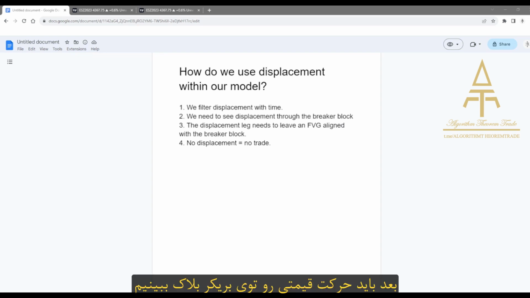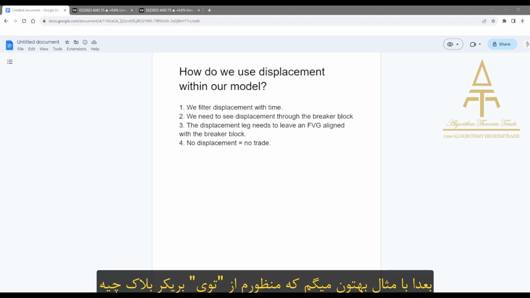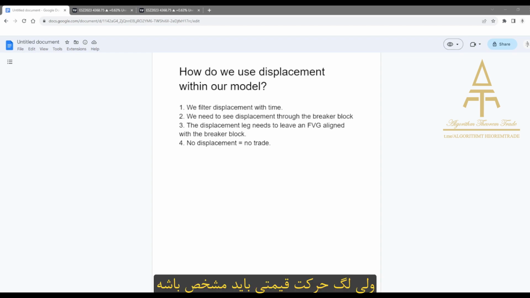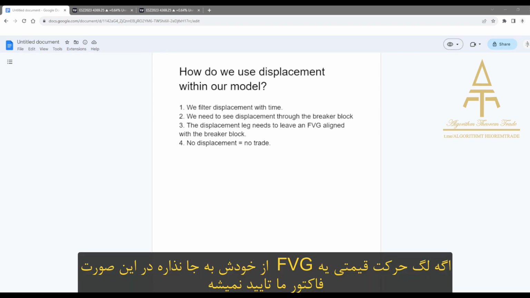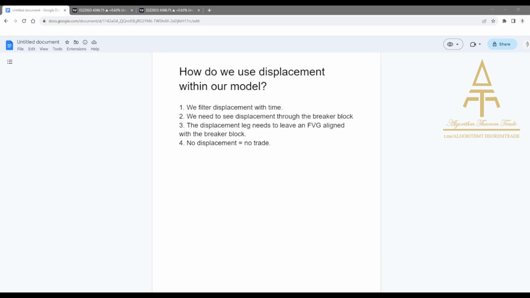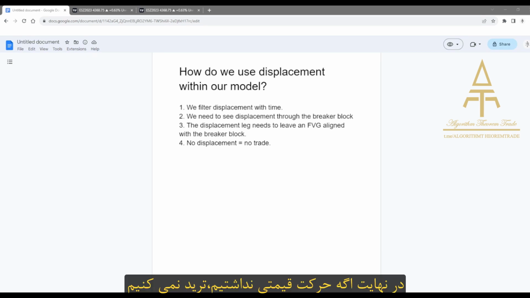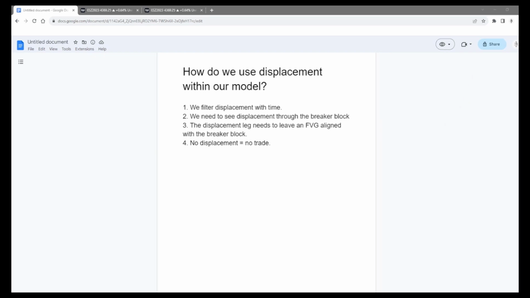Next, we need to see displacement through the breaker block. I will show through the examples what I mean by through the breaker block, but the displacement leg needs to decisively and energetically go through the breaker block. Next, the displacement leg needs to leave an FVG aligned with the breaker block. If the displacement leg does not have an FVG, then our criteria is not confirmed. Lastly, no displacement equals no trade. The very first moment any of your criteria is not confirmed, we know that there is no trade to take.